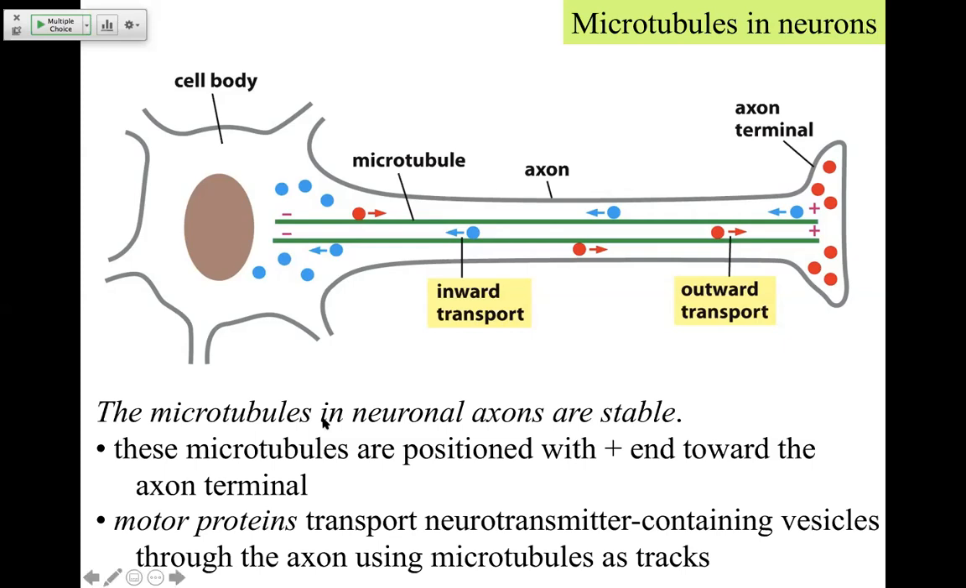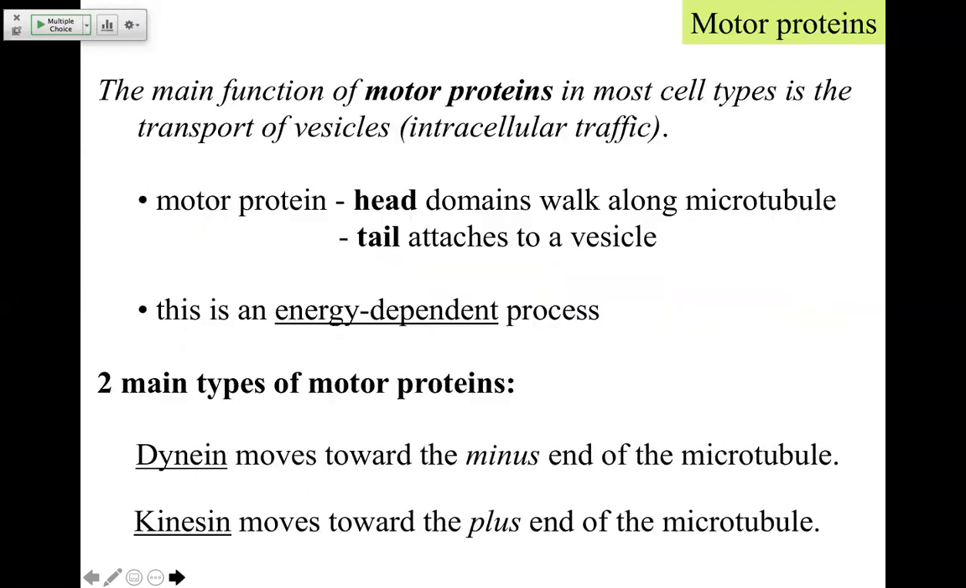So we want to spend a little bit of time looking at what is a motor protein, and then see how particular motor proteins interact with microtubule tracks. So a motor protein is a protein that can move. If we look at the structure of a motor protein, and we'll see that on the next slide, there is a head domain, which is the domain that's actually doing the moving, walking along the microtubule.